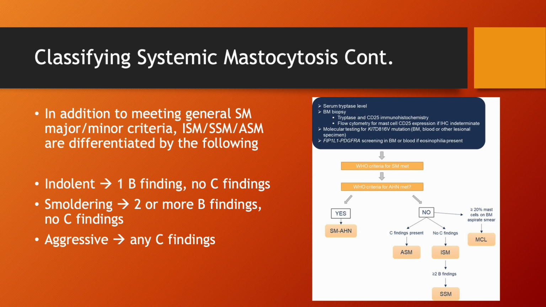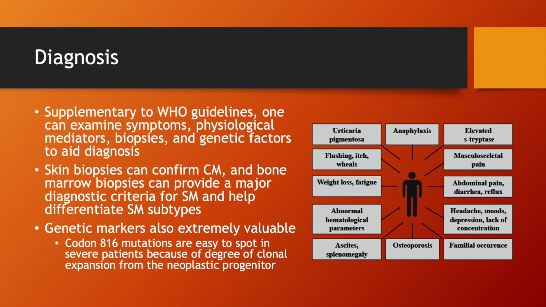So if you want to count them up, well, indolent is going to be one B finding and none of the C findings. Smoldering is two of the B findings, but none of the C findings. And then aggressive is basically if you have any of those C findings, that would be classified as aggressive. So those were the theoretical WHO guidelines on how to classify it.